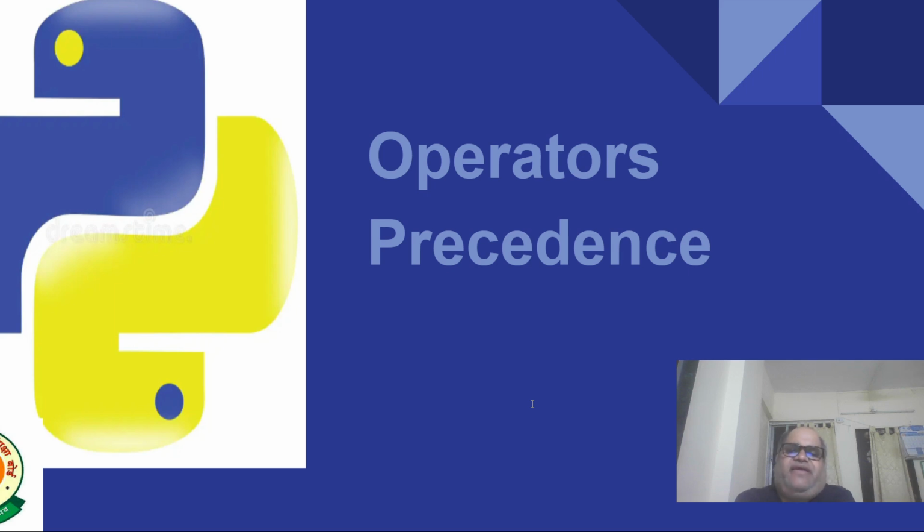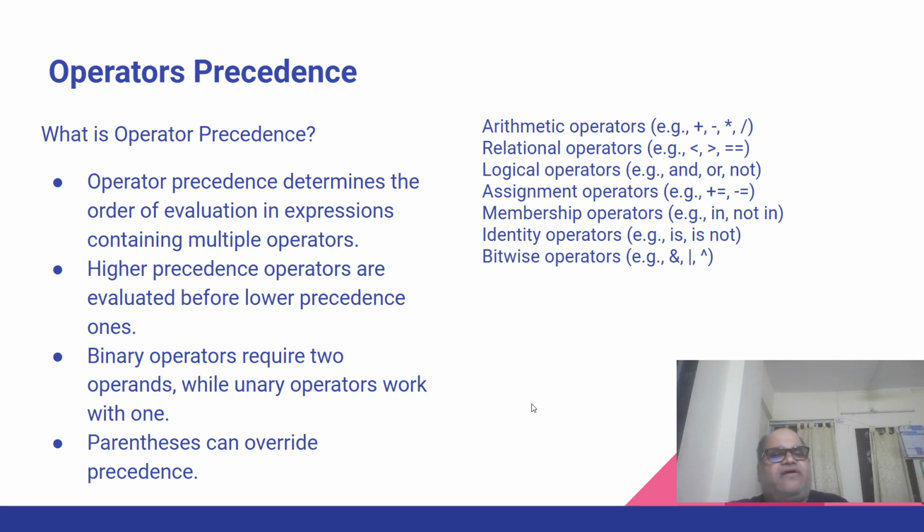Binary operators like addition and subtraction require two operands, while unary operators like negation need only one. Parentheses can be used to enforce a custom order. Python has various categories of operations, each with its own precedence level. In this session, we'll focus on understanding how these operators interact in complex expressions.